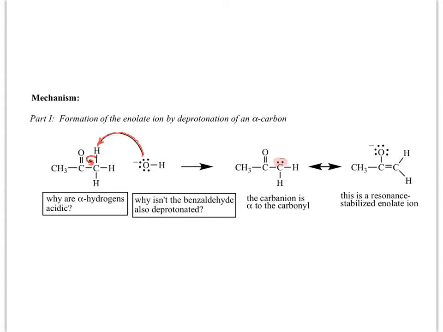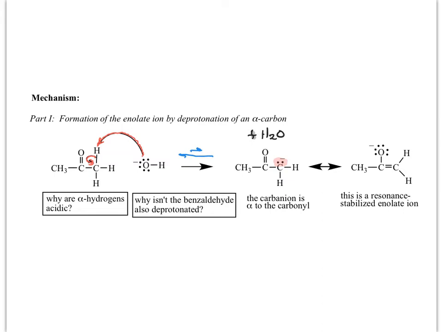Note that water would be the other product not shown. And also note that this is an equilibrium reaction, and the equilibrium still lies very far toward the reactant side. Right? We get a low yield of our carbanion, even with the resonance stabilization.